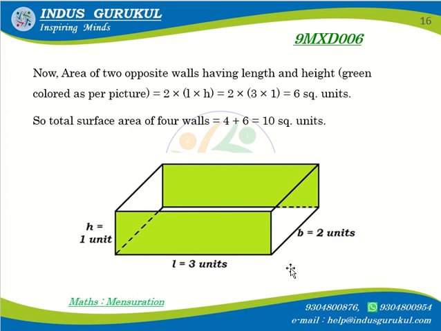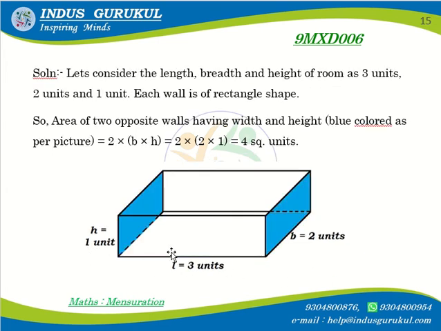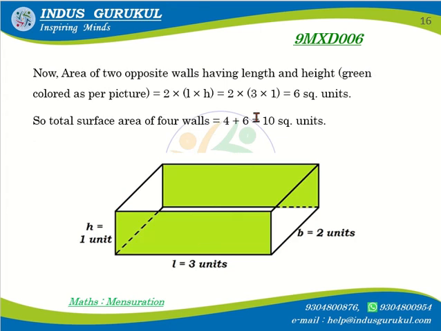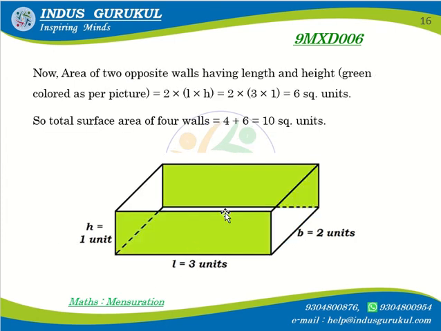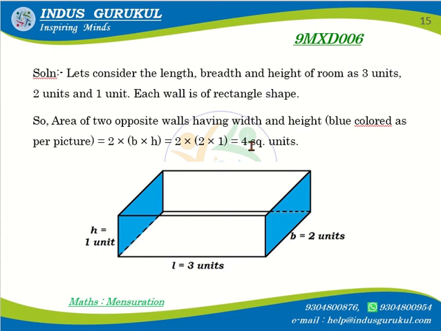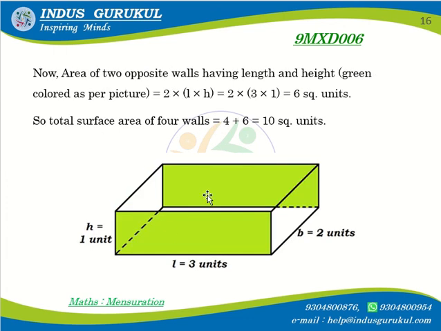In part 2, what happened in the previous one, 1 unit versus 2 units and length, what happened in the next? The area of 2 opposite walls is the continuation of the previous one. Here, we took the left ones as blue, whereas in this, we took the green ones. So the blue ones add to 4 square units and the green ones add to 6 square units. So the total is 10 square units. So this is the area of the original classroom.